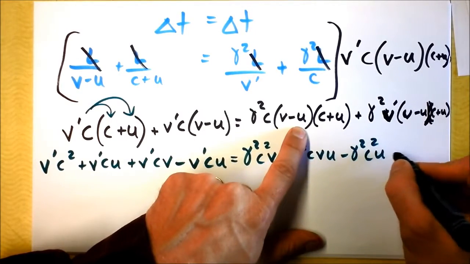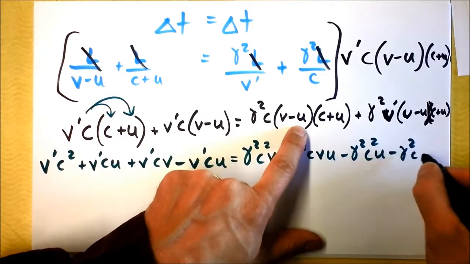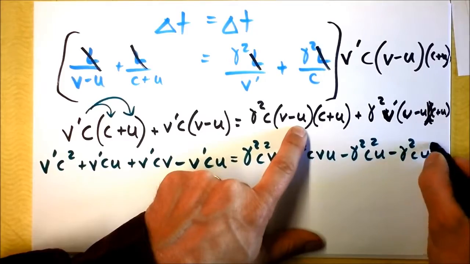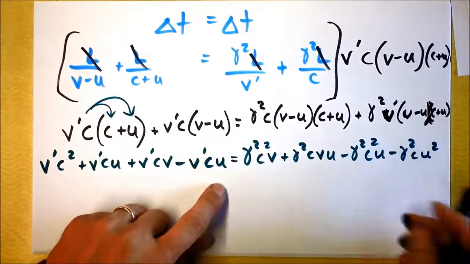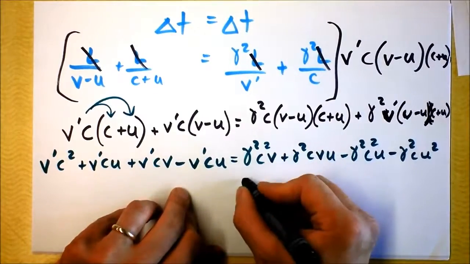And then I'm going to do another one that's also minus. It's going to be gamma square times c times u times u. And then we're going to have to do this term over here, which also has 4 terms.